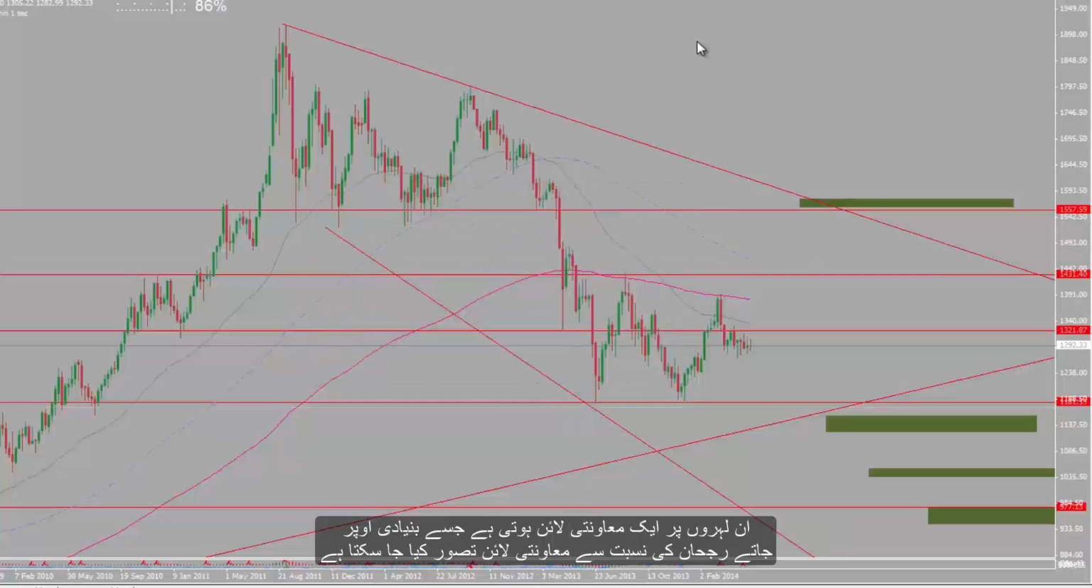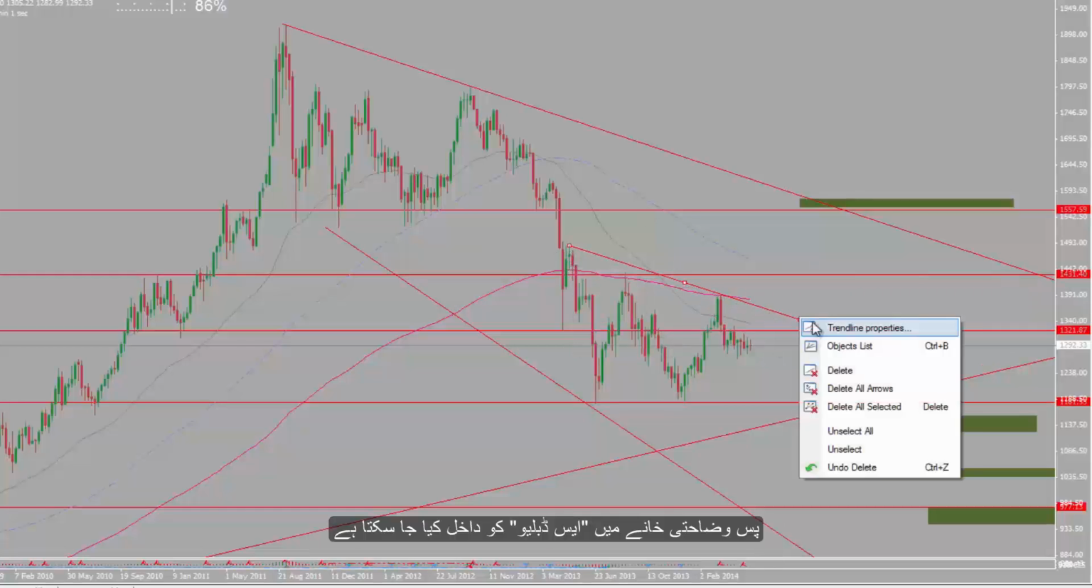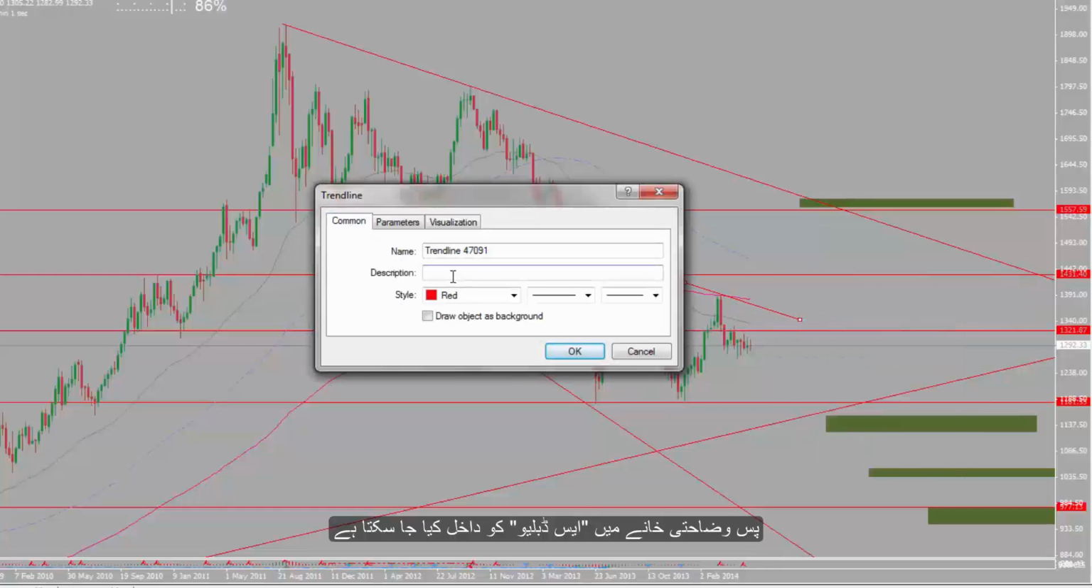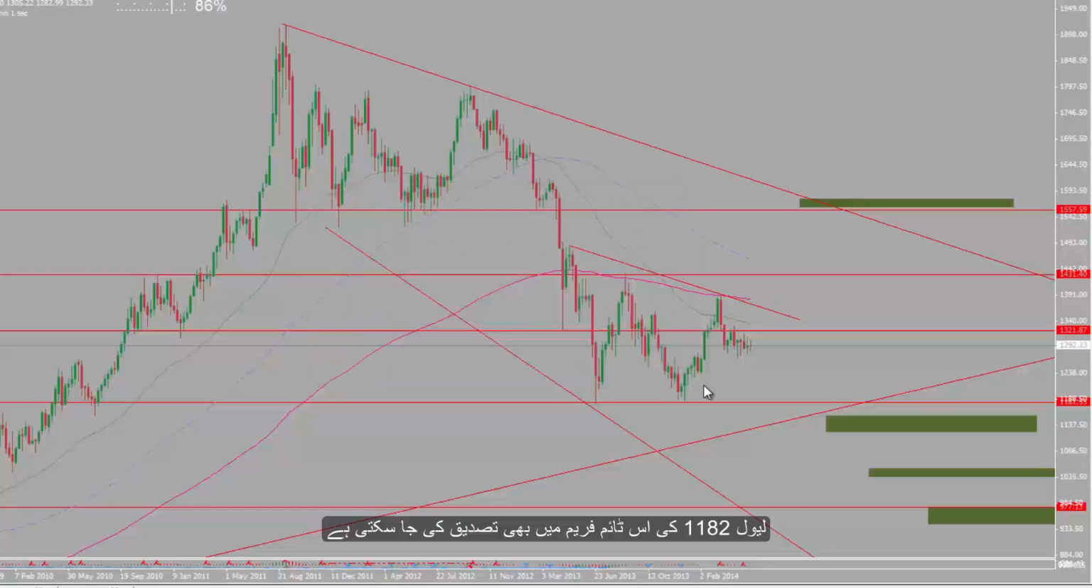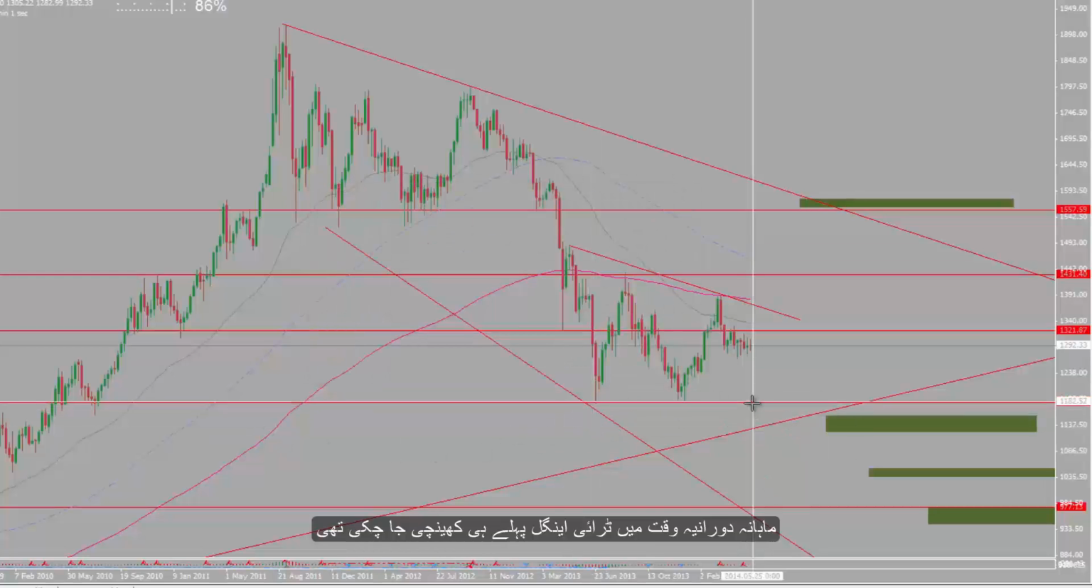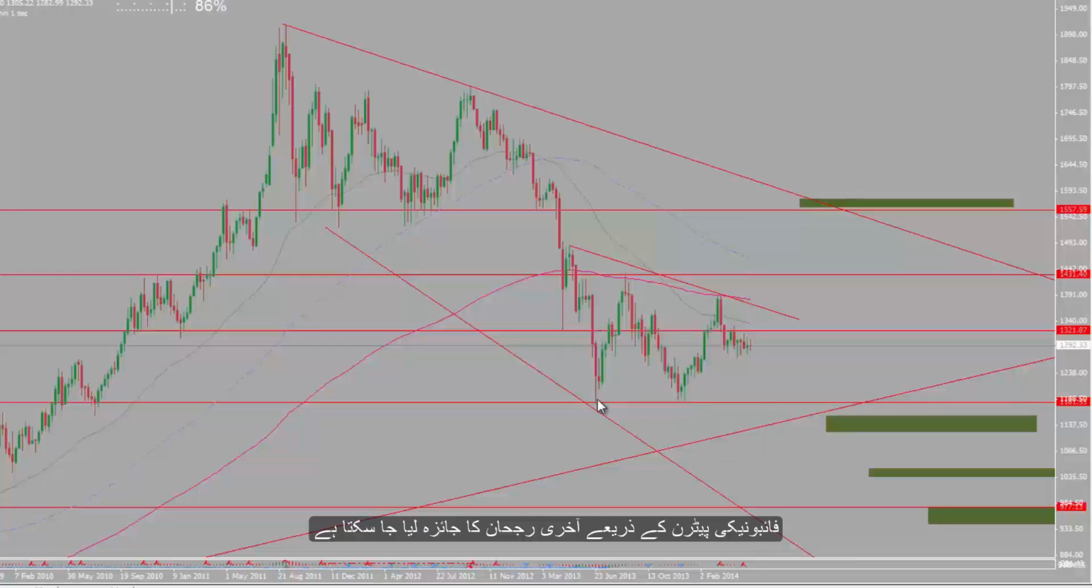There is a support line on these waves, which is considered a supportive line regarding that main upward trend. Thus, in the description field, SW can be entered. The level 1182 is confirmed on this time frame too. The triangle pattern was already drawn in the monthly time frame. The last trend can be analyzed through the Fibonacci pattern.